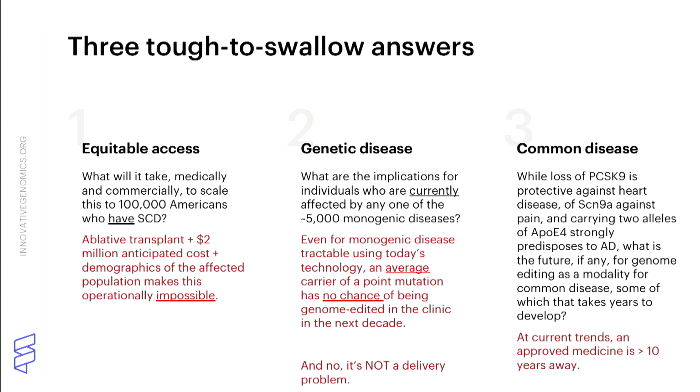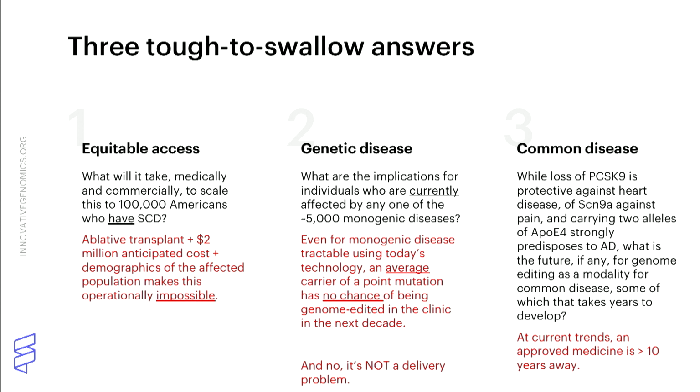The answer to question number 1 is not good, because this involves a myeloablative transplant, and Peter Marks is a trained and well-experienced hem-onc physician. He will tell you that an ablative transplant is not something you want to do casually. And it's going to cost $2 million if this cure is approved. The demographics of the affected population all add together to the fact that this will be operationally impossible under the current state of affairs. What implications for folks with current genetic disease?